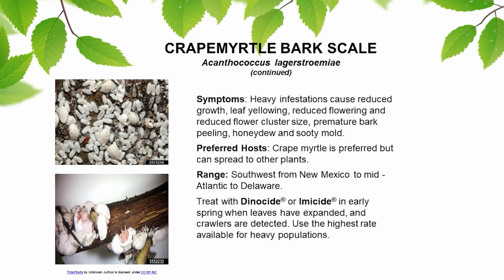Heavy crepe myrtle bark scale infestations can cause reduced growth, leaf yellowing, reduced flowering and reduced flower cluster size, premature bark peeling, honeydew, and sooty mold. Crepe myrtle bark scale's preferred hosts are crepe myrtle, but they will spread to other adjacent plants. They may be found from New Mexico to the Mid-Atlantic to Delaware.